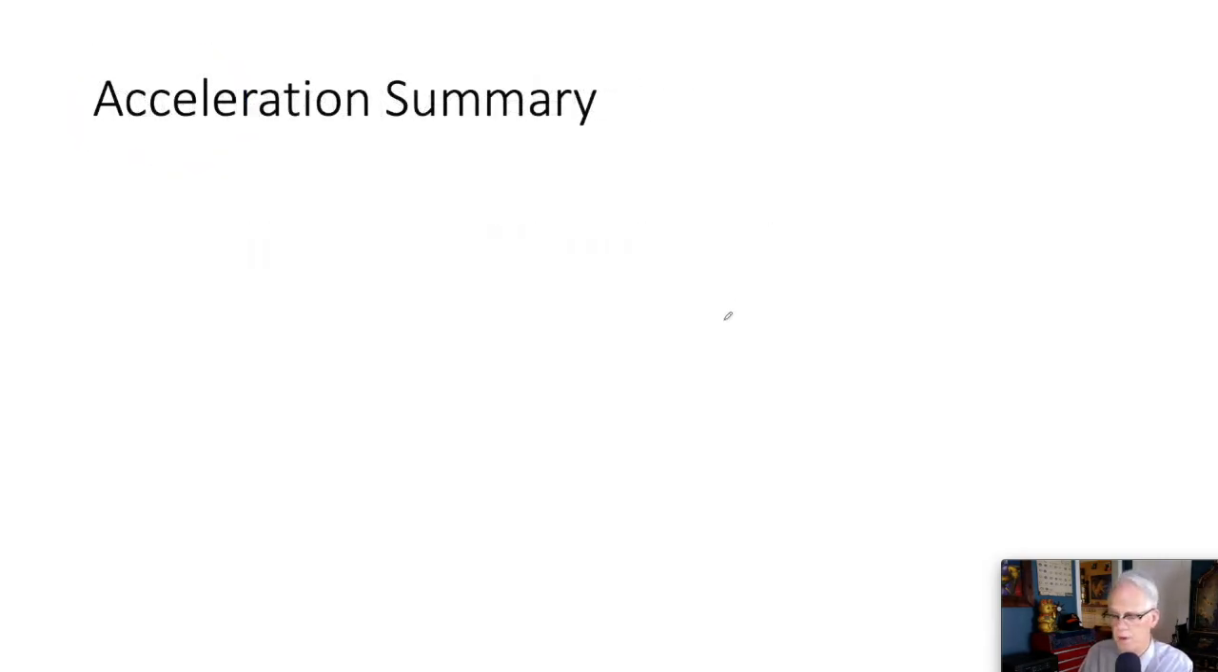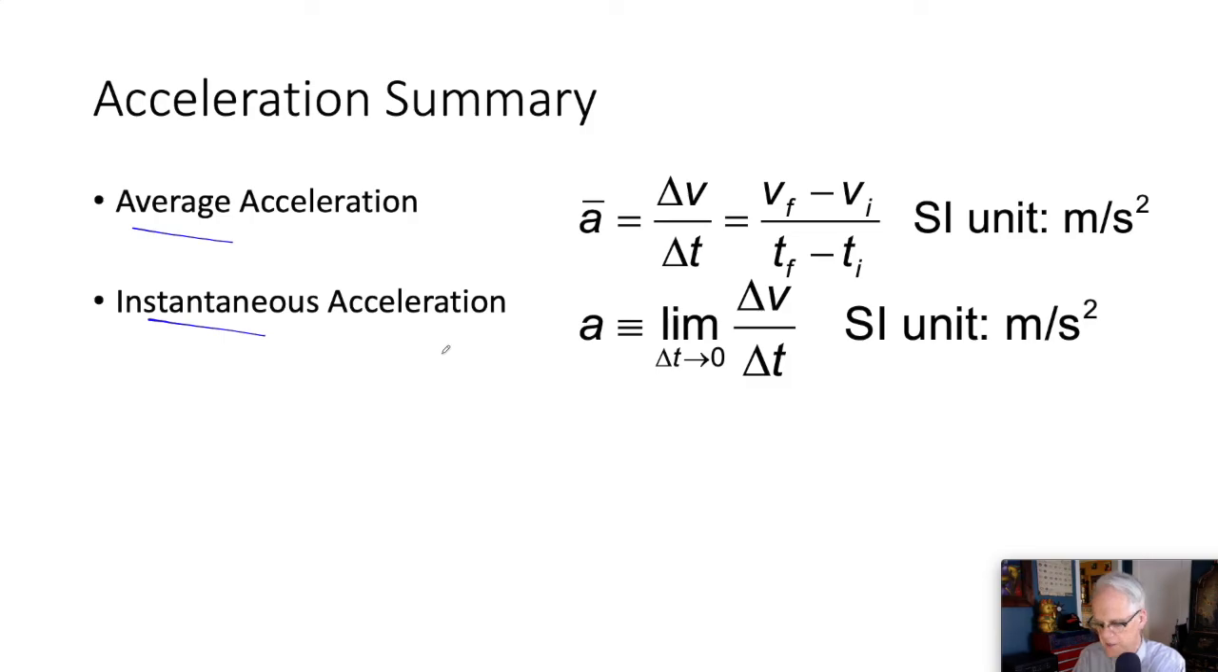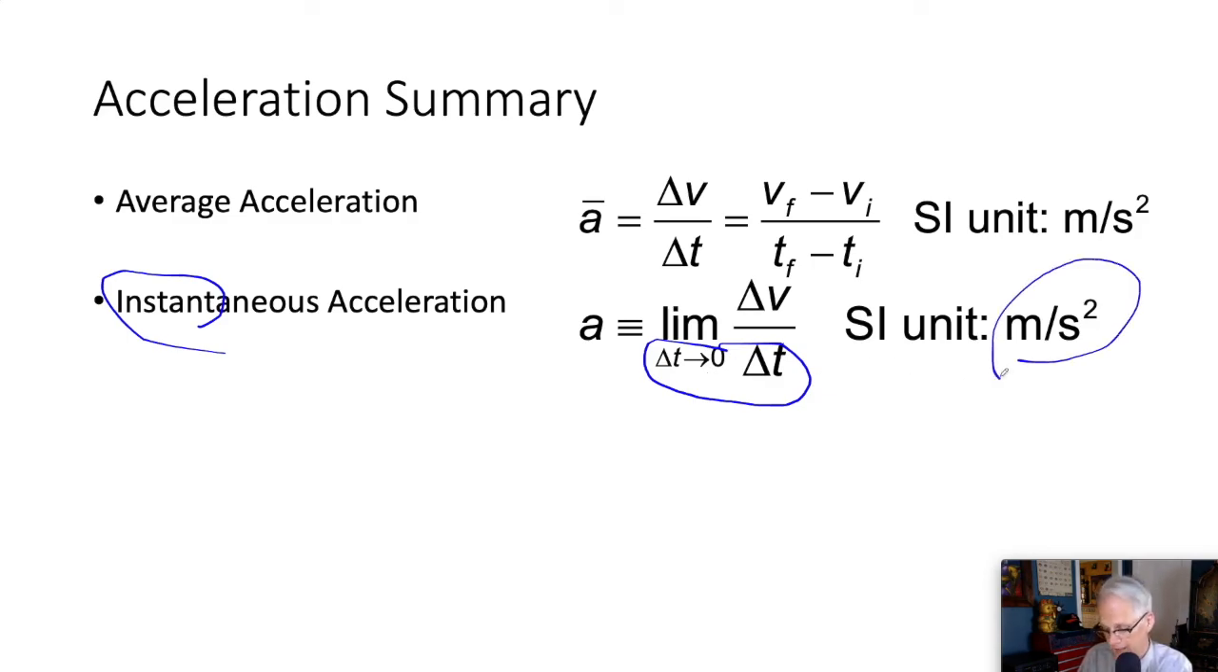All right, let's take a look at what we know so far. Our average acceleration is the change in velocity over the change in time. Our units are meters per second squared, or meters per second per second. The difference between average and instantaneous is that the instantaneous is the acceleration at any given instant. And all that means is that we take our same equation and we try to make that delta t, or that time interval, as tiny as possible. Same units as average acceleration.